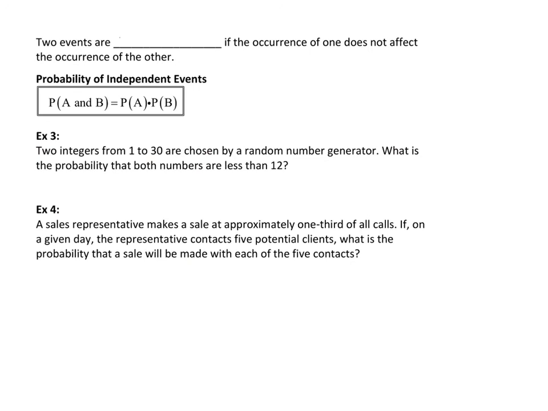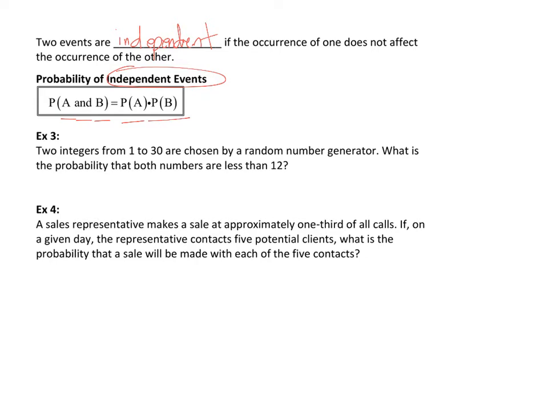Two events are independent if the occurrence of one does not affect the occurrence of the other. The probability of independent events: what's the probability of event A and B? If they're independent events, it's the probability of A times the probability of B. So let's go through a couple examples of this.